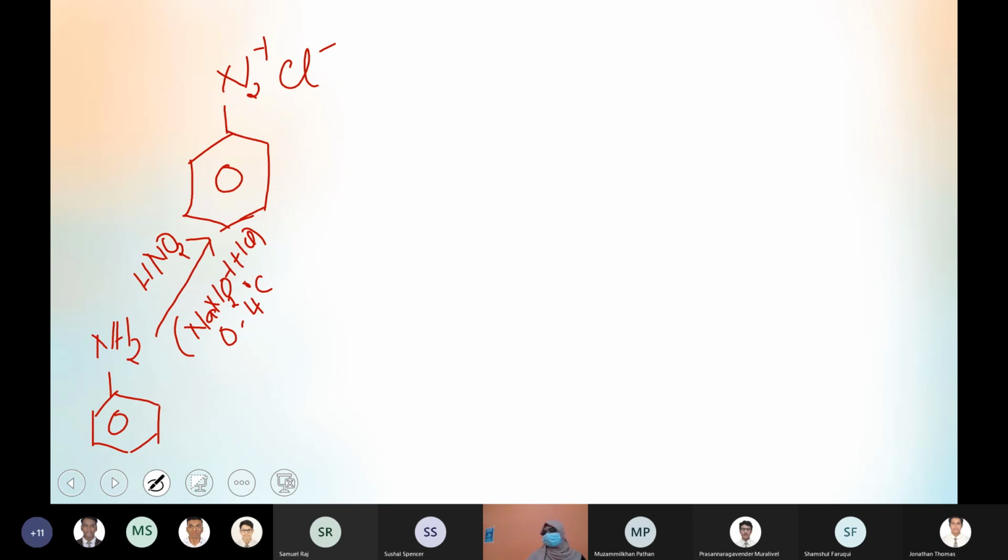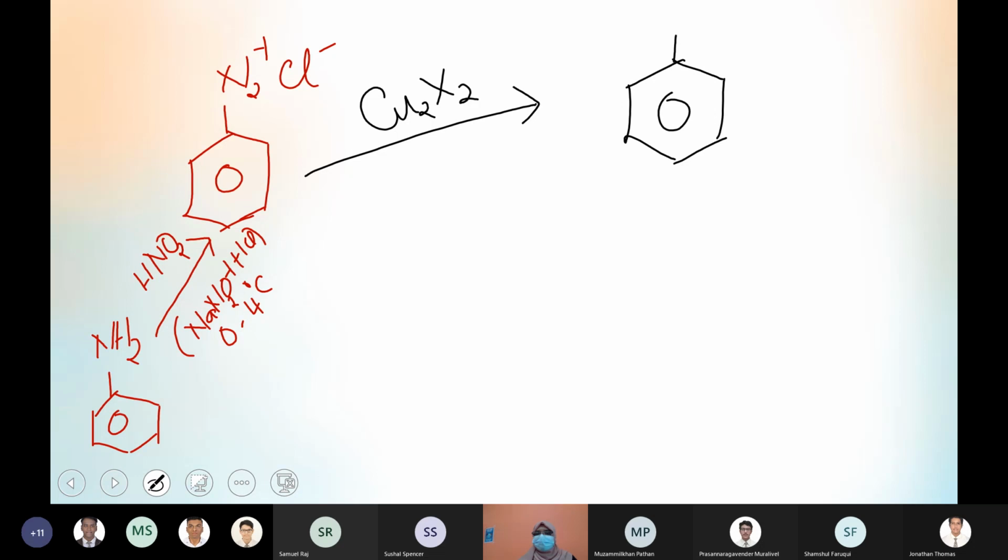And in this, after diazonium chloride formation, if you are using copper halide Cu2X2, basically copper chloride or it could be copper bromide, then the product you get is Ar-X, where X is chlorine and bromine, and this is Sandmeyer's reaction.